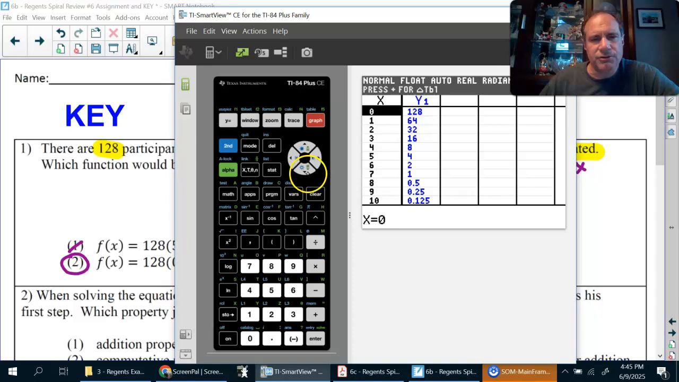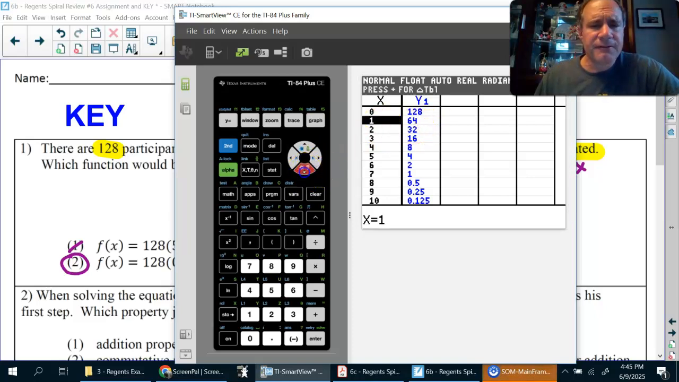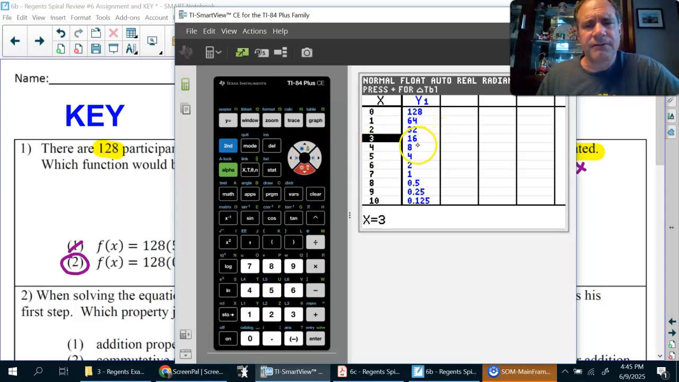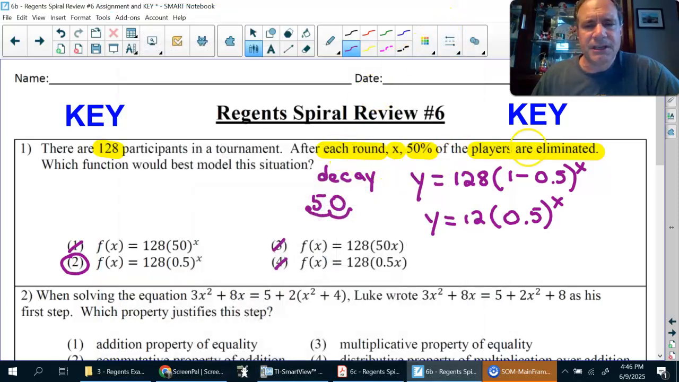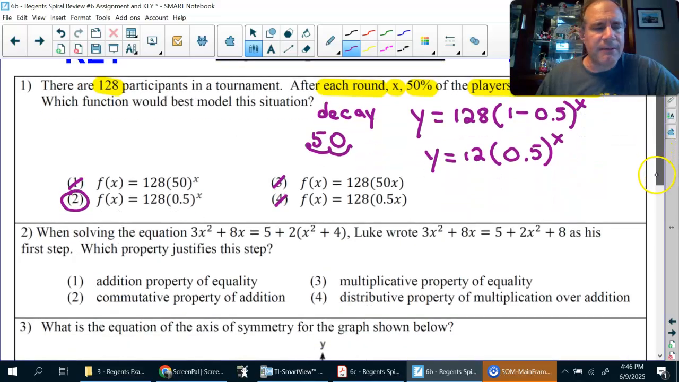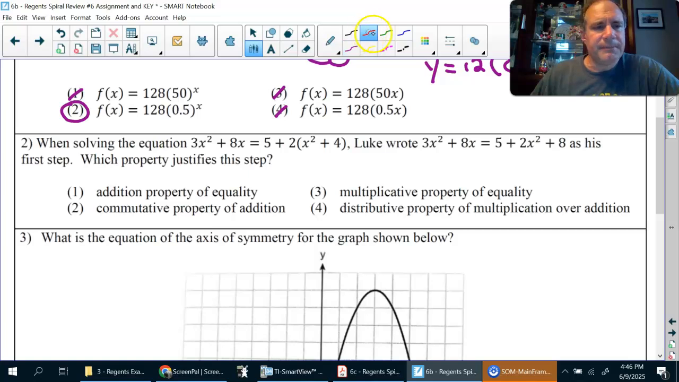That's choice number 2. After the first round, you see how there's 64. After the second round, there's 32 left. After the third round, there's 16. So there's half of the participants in each round left. As the round goes on, that one works out. Number 2 is your answer.